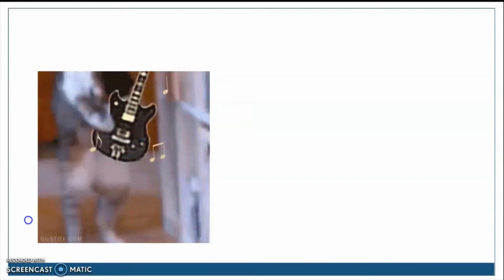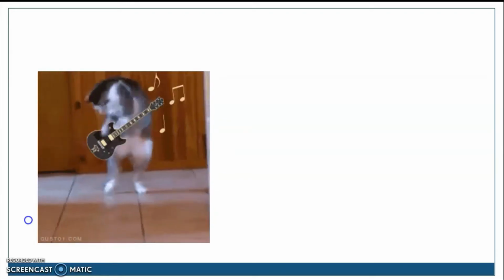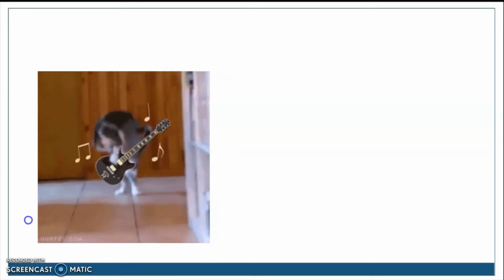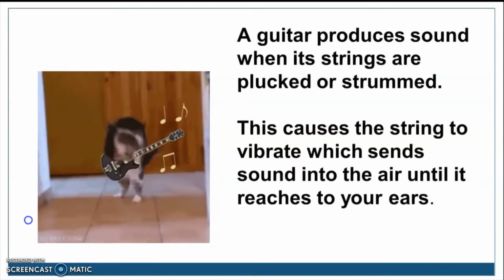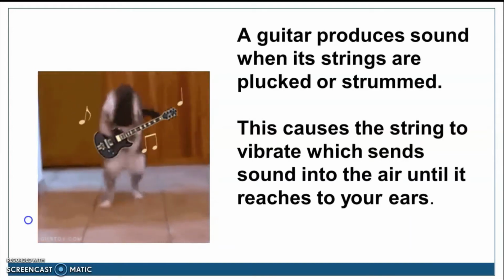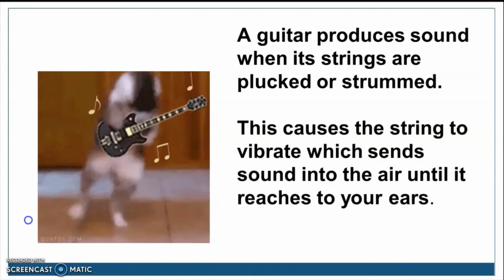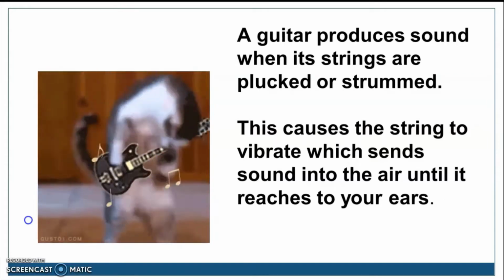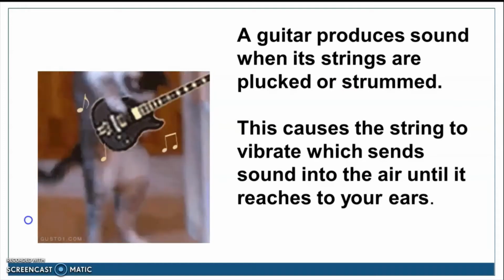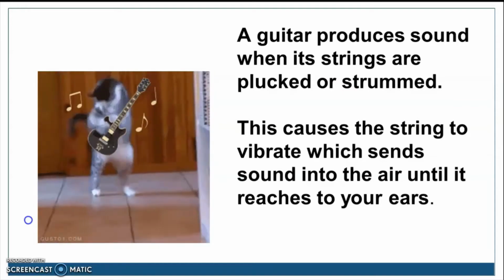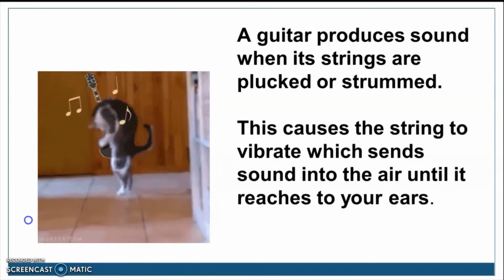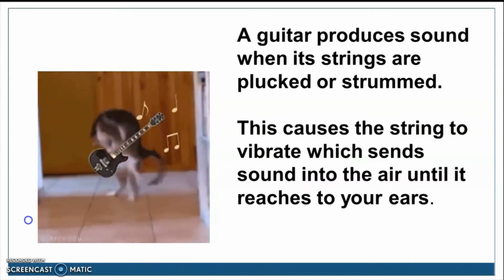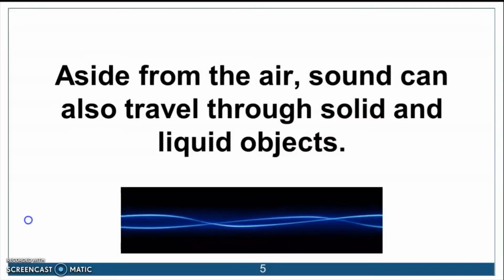Do you know how to play a musical instrument like a guitar? Have you heard someone play it? A guitar produces sound when its strings are plucked or strummed. Yes, this causes the string to vibrate, which sends sound into the air until it reaches our ears. Aside from the air, sound can also travel through solid and liquid objects.